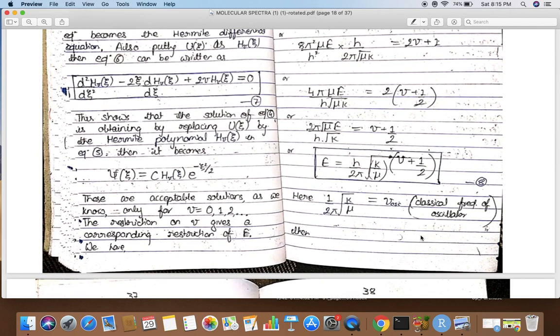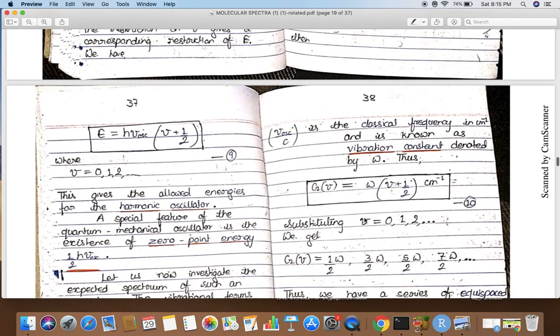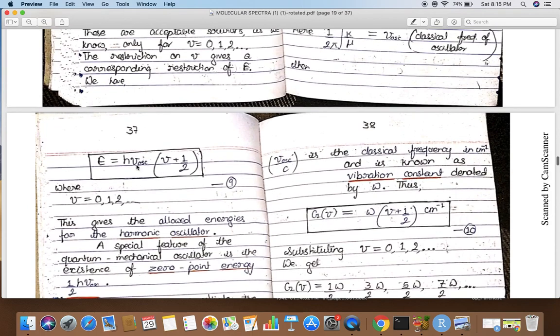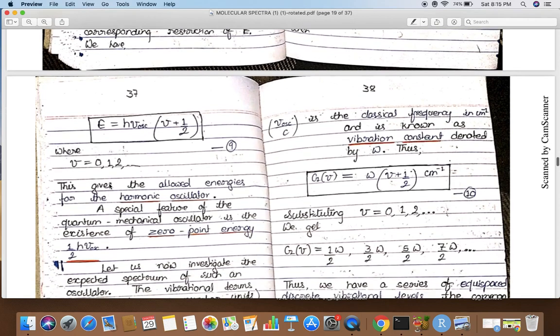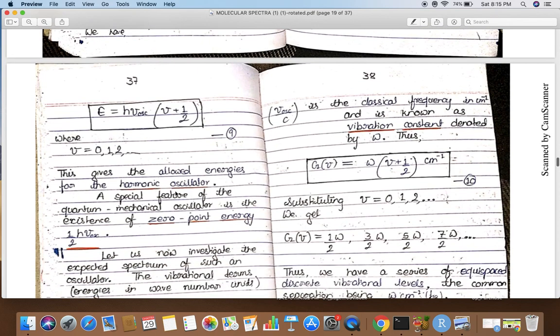Now if I am assuming that this is a kind of harmonic oscillator attached to a spring, then this 1 upon 2 pi under root k upon mu is the classical frequency of the oscillator, that is the fundamental frequency, you could say. So now this energy becomes h nu oscillating times nu plus half, where this nu is equal to 0, 1, 2, and this is a quantum number. This is a quantum number, however this is my frequency. Be careful. This is the vibrational quantum number. This gives the allowed energy for the harmonic oscillator.